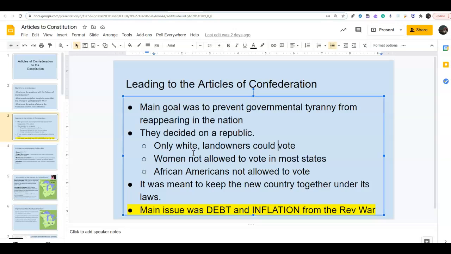Well, the states also printed their own money. So now what you have is you have all of this money being printed. As a result, the money loses value. Prices on goods go way up because people have more money. The result is a system that we call inflation. That is when the value of money drops and the price of goods go up. That inflation caused a lot of problems for people when it comes to paying off debts. And we'll look at that and the importance of that in a little bit when we talk about Shays' Rebellion.